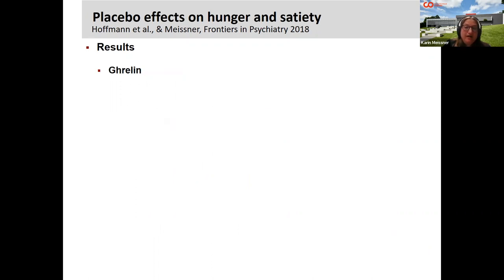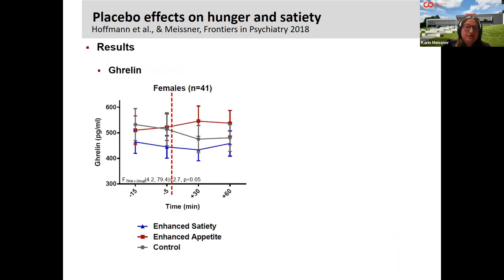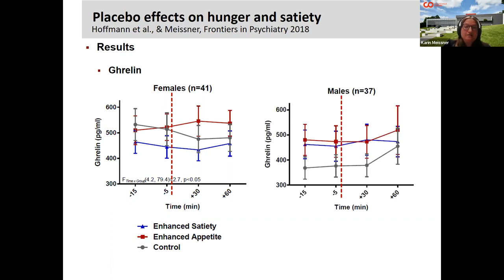But when we look at the ghrelin measures, then we see a difference in the other condition, namely in the enhanced appetite group, however, only in the female participants. So the female participants showed an increase in ghrelin levels in the enhanced appetite group, whereas the males did not show any group differences with regard to ghrelin levels.